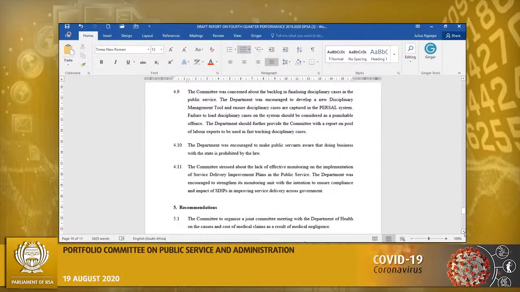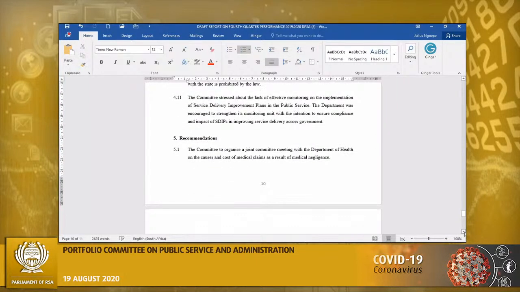4.10, the department was encouraged to make public servants aware that doing business with the state is prohibited by law. 4.11, the committee was concerned about the lack of effective monitoring on the implementation of service delivery improvement plans in the public service. The department was encouraged to strengthen its monitoring unit with the intention to ensure compliance and impact of SDIPs in improving service delivery across government.